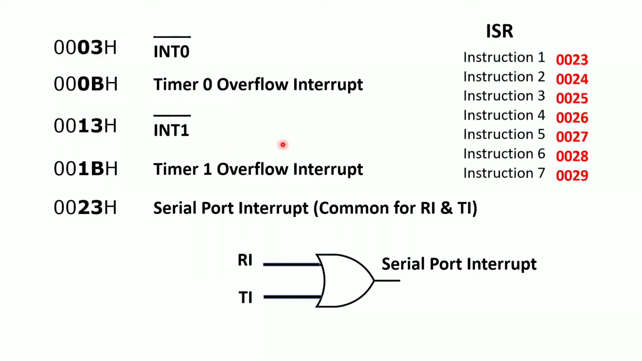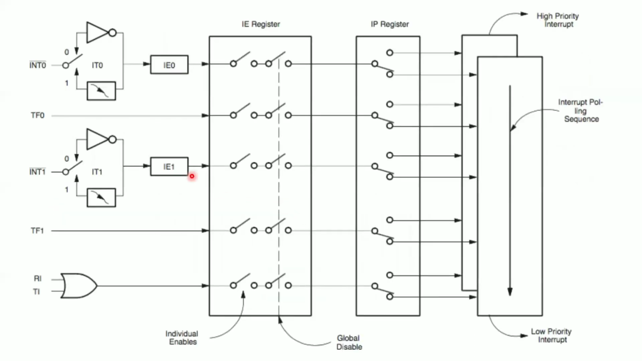This is why I took 0003 in the previous example, because I was using the serial port interrupt there. And this is the diagram for your interrupts. If you look at this interrupt diagram, I have 5 interrupts. Here I have the common interrupt for RI and TI, which is your serial port interrupt. Now these are the individual bits. If the interrupt is enabled, only then can we tell the processor that the interrupt has occurred or not.